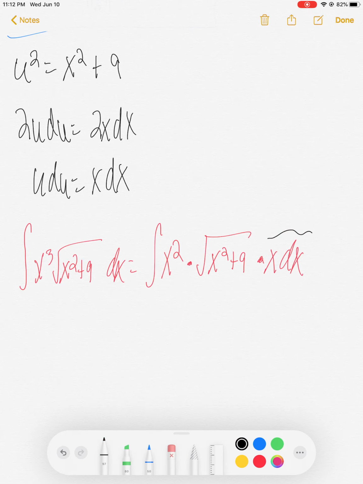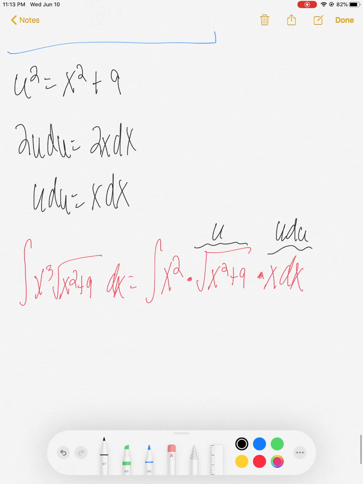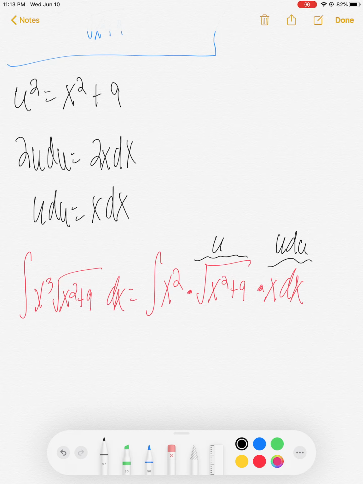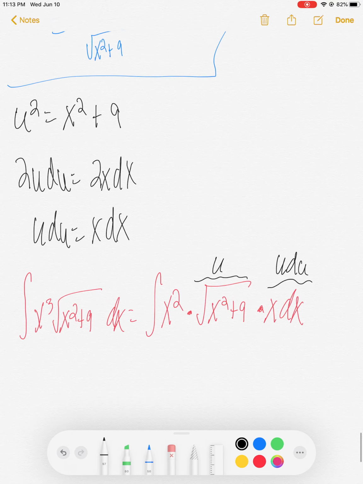Let me first rewrite this as x squared times the square root of x squared plus 9 times x dx. So what I've done is I've moved one of the powers of x from the x cubed to the back end, in front of this dx. Why have I done that? I have done that because x dx, this is u du. Now x squared plus 9, this is just u, or square root of that, excuse me.